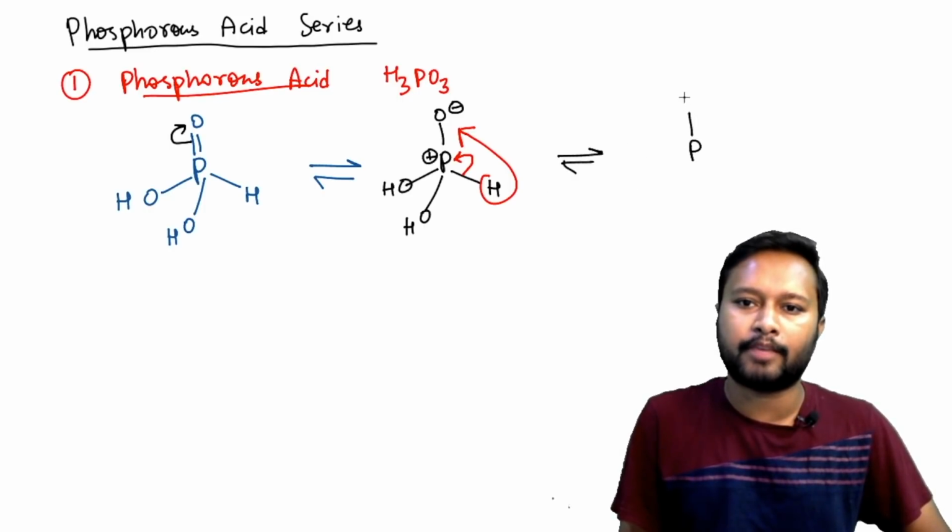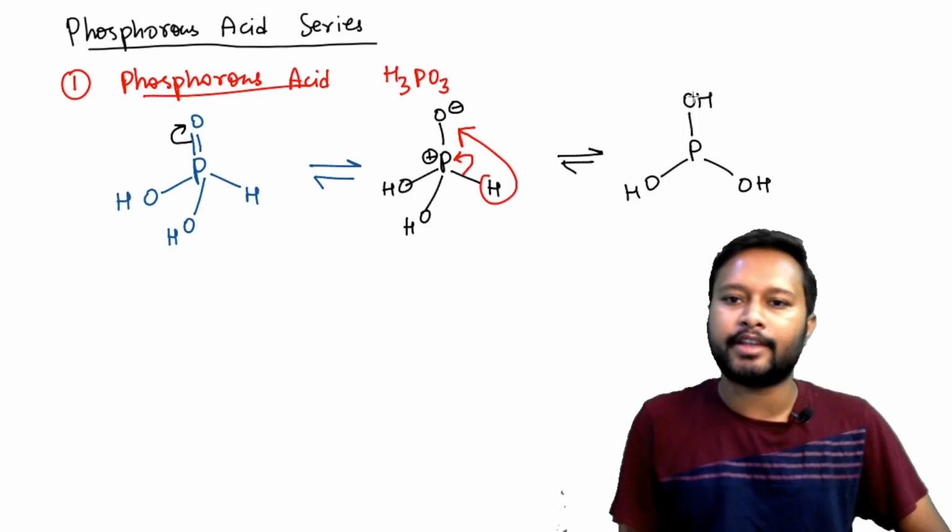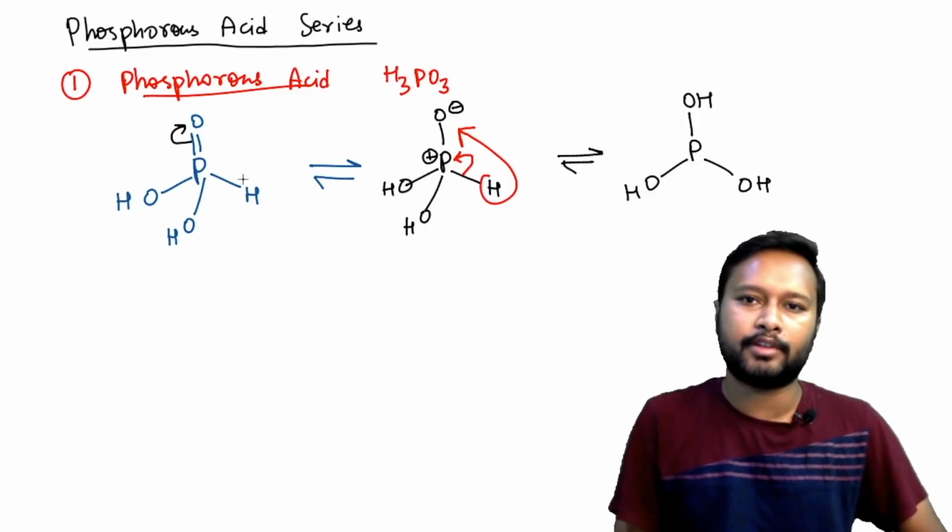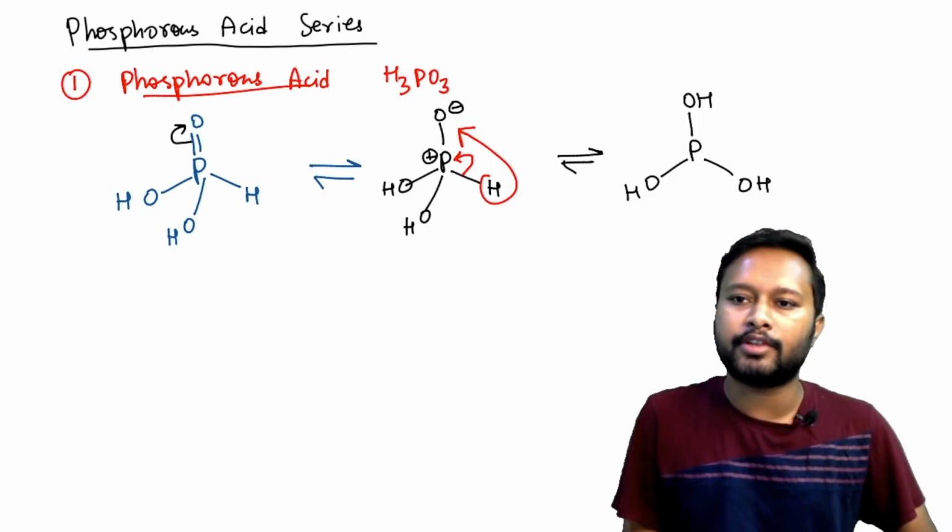It is going to be like P, OH, OH and OH. So this particular phosphorus acid can also be shown like this. These two are resonance structures of each other. What is the oxidation state of this?